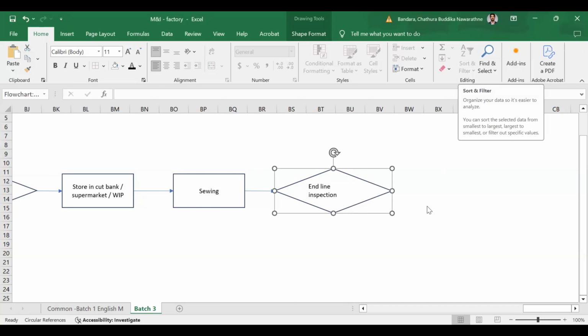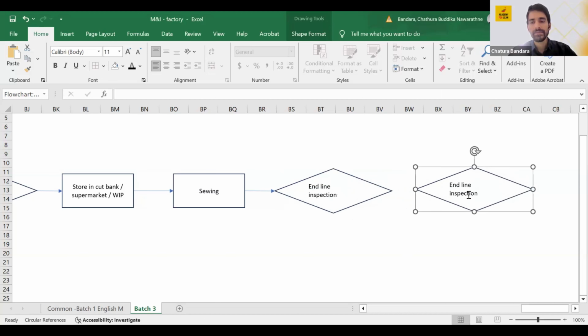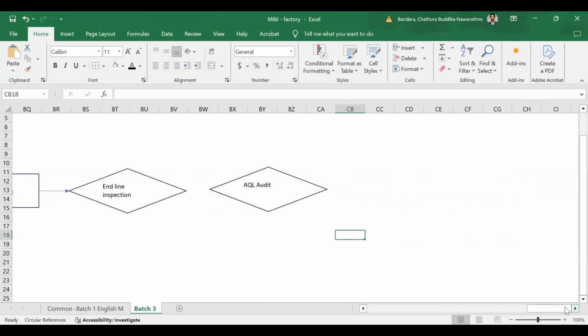There will be team equal inspection. Equal, okay. Equal, I'll mention equal audit. What is next? Packing.